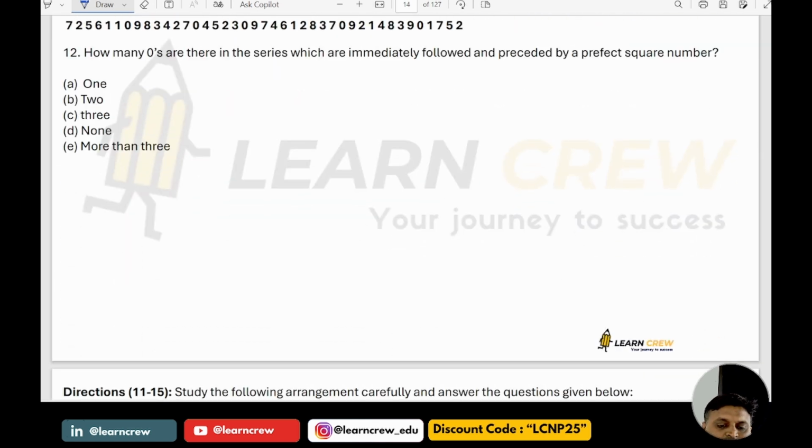Now next one. How many zeros are there in the series which are immediately followed and preceded by a perfect square number? If you see here, this one, preceded and followed by a perfect square. And one more where we have this one. Zeros preceded and followed by a perfect square. There are only two such.